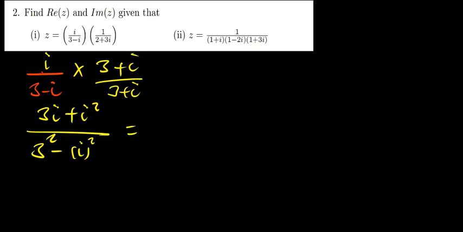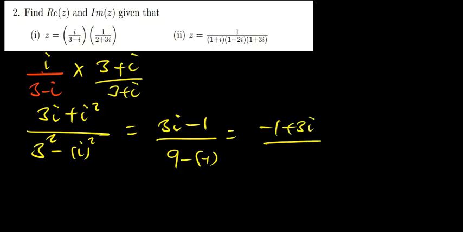So it will be 3 minus i, 3i minus 1, because i squared is 1, then 9 minus negative 9, negative 1. So initially it's the same as negative 1 plus 3i divided by 10. Okay, so now that part is negative 1 plus 3i divided by 10.